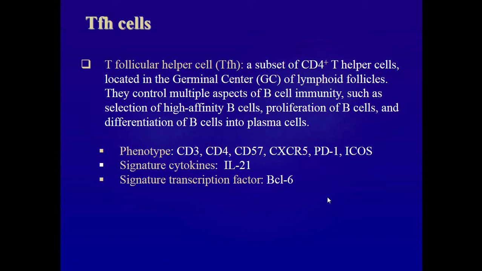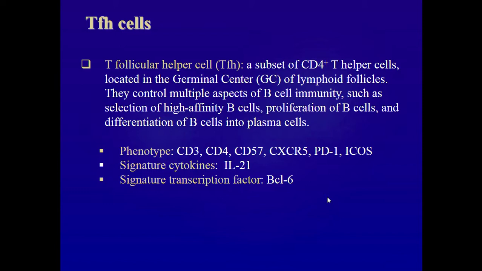The T follicular helper cell has a specific phenotype: CD3 positive, which is the T cell marker, and CD4 positive, which is the T helper cell marker. The specific T follicular helper cell markers are CD57, CXCR5, PD1, and ICOS. Usually people use CXCR5 and ICOS as the typical markers to identify T follicular helper cells in patients or in mice.